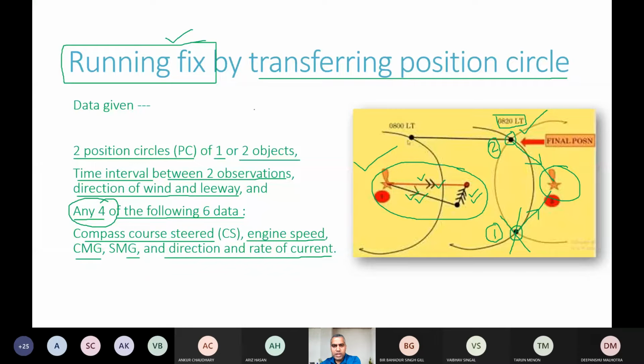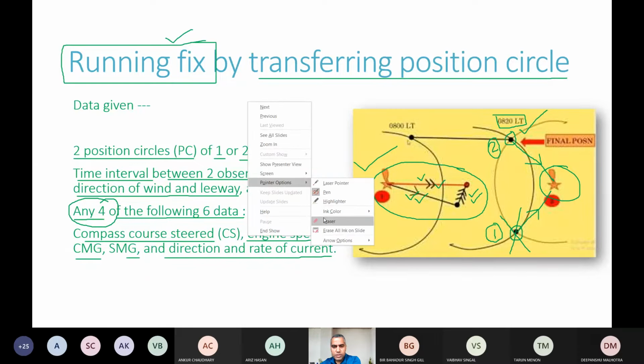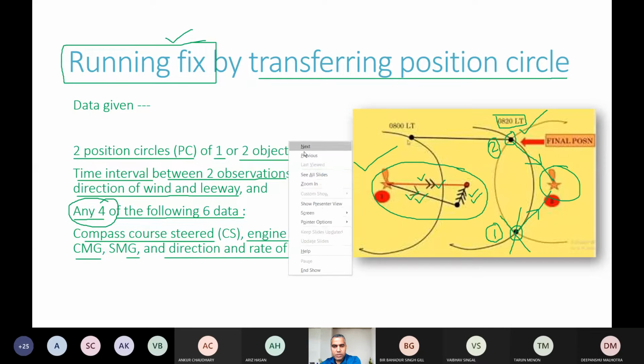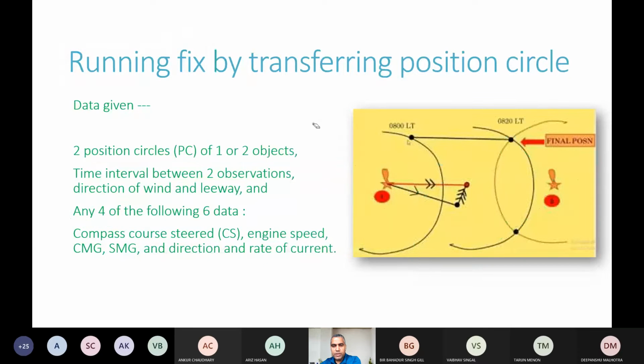In 90% of the questions, the data which they will give you is course steered, engine speed, set and rate of the current. Okay, so these 4 items will be provided to you. Compass course steered, engine speed, set and rate of the current. And they will tell you to find out the course made good and speed made good also. So this is the data which is given to us.